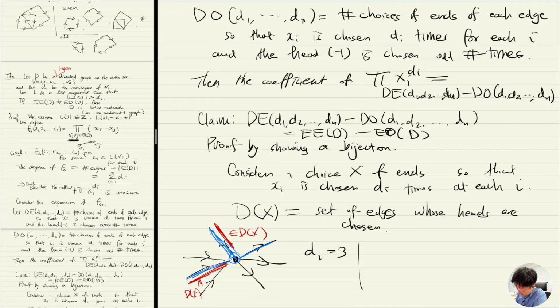Now, by the way, those two edges are also in dx, because they didn't choose the tail, so their head was chosen, right? So these red edges are in dx. Now you see that at this vertex vi, the number of incoming edges is 2, number of outgoing edges is 2 in dx. So you will observe that dx is an Eulerian subgraph.